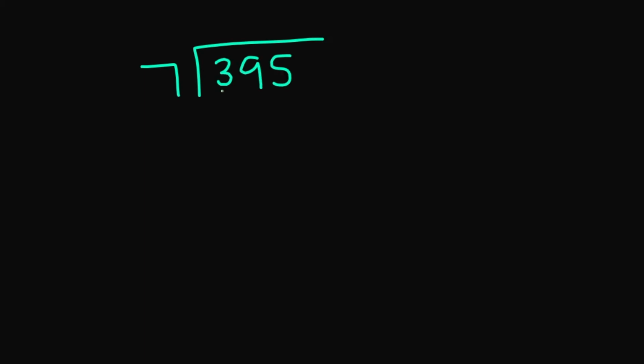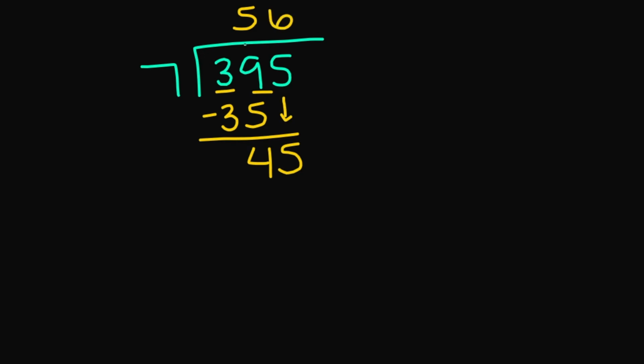Let's try dividing. 395 divided by 7. How many times does 7 go into 3? It doesn't go, so that's going to be 0. What about 39? 7 goes into 39 now 5 times. 7 times 5 is 35. 39 minus 35, that's going to equal 4. I'm going to bring down this 5 here. 7 goes into 45 now. How many times? It goes in 6 times. 7 times 6 is 42. 45 minus 42 is going to equal 3.